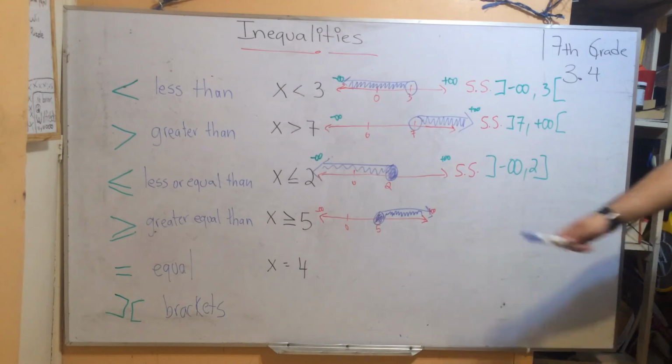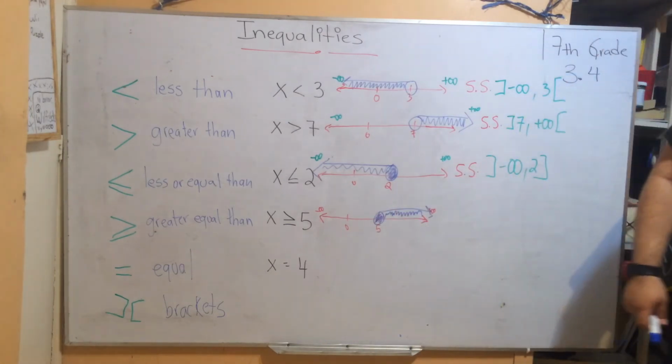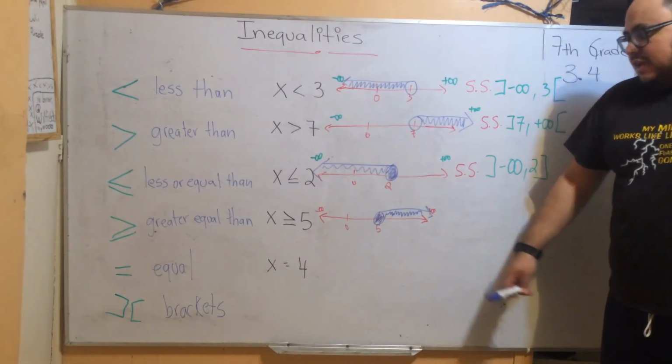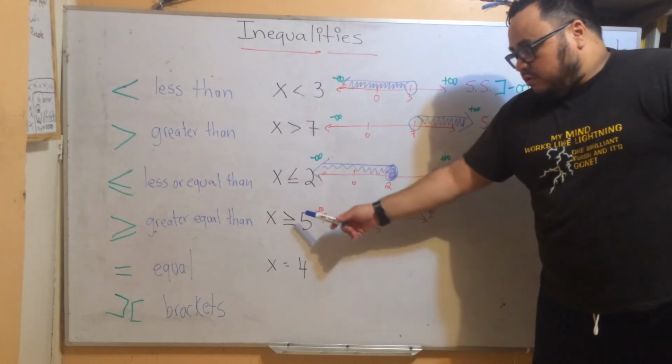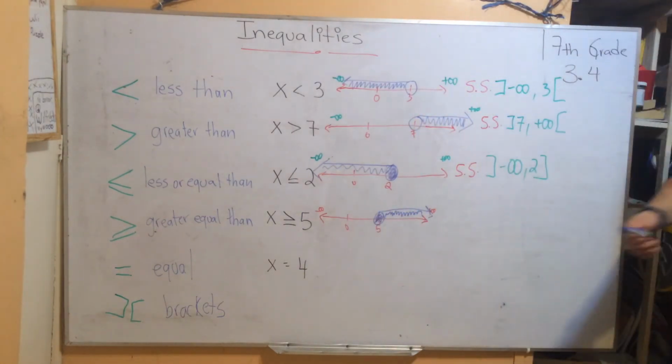Is 6 greater or equal than 5? Yes. 100 greater or equal than 5? Yes. 1 million greater or equal than 5? Yes. Let's put a number here, 0. Greater or equal than 5? No. So we're looking for these numbers.